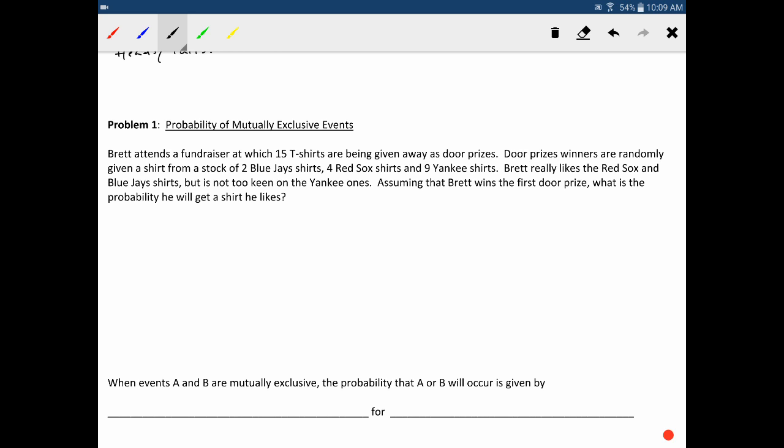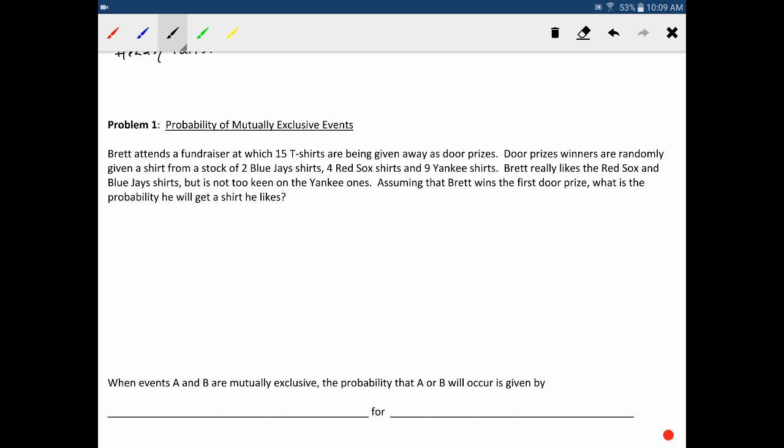You can win a Blue Jays shirt or you can win a Red Sox shirt. He can't get both shirts. So these are mutually exclusive events. It's 2 ways to succeed that aren't possible to happen together. There's no overlap there.